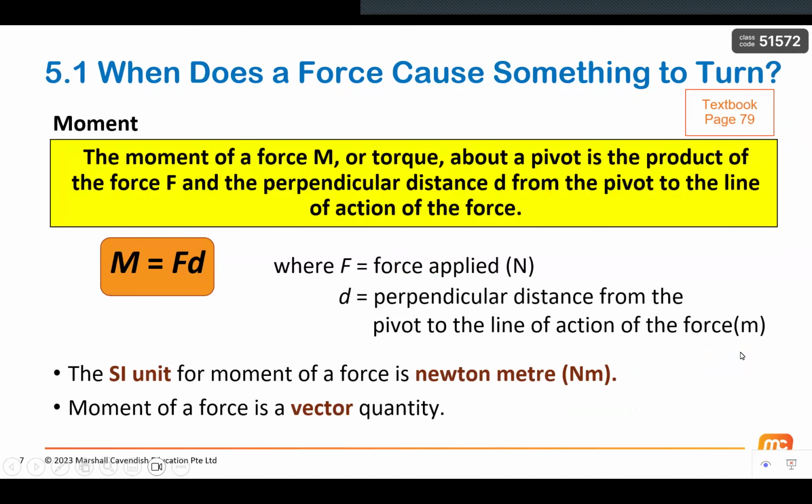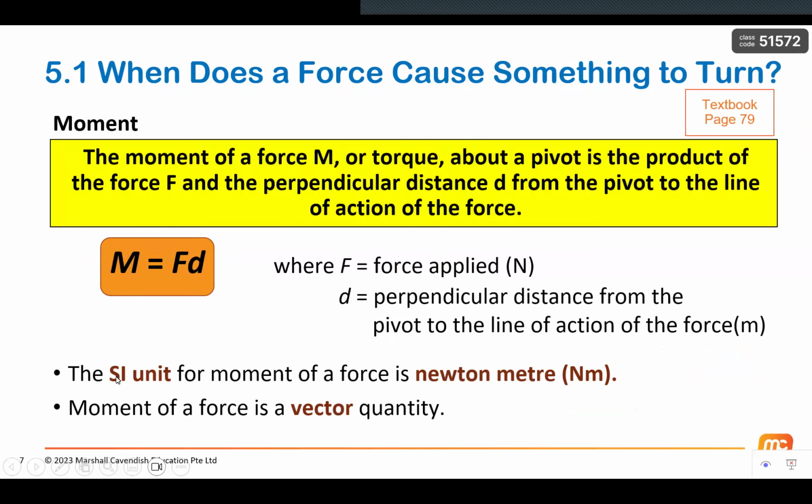So how do we calculate moments? Okay, the moment of a force, we represent it by letter M, big letter M, or we call it the torque about a pivot, is the product of the force and the perpendicular distance d from the pivot to the line of action of the force. Wow, it looks like there's a lot of bombastic words, okay, but we'll go in depth into what it means later on. So in short, the formula is moment, M, equals force times perpendicular distance.